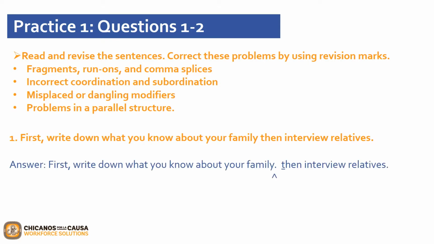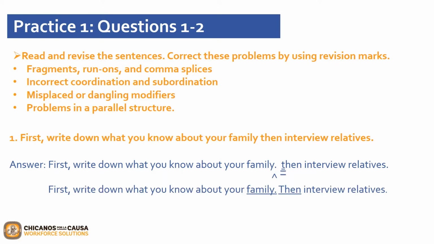You would revise this sentence as shown here. First write down what you know about your family, then interview relatives. So you can see here we have a caret after the word family to insert a period, and 3 lines under the letter T in the word then. Therefore, you would rewrite this sentence as, first, write down what you know about your family, period. Then, with a capital T, interview relatives, period.